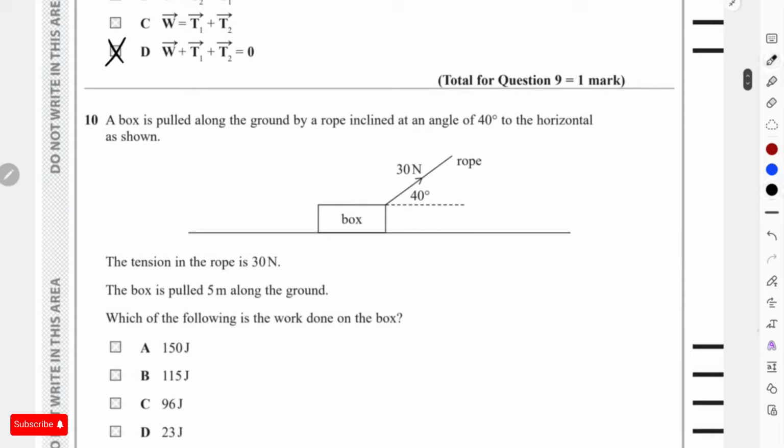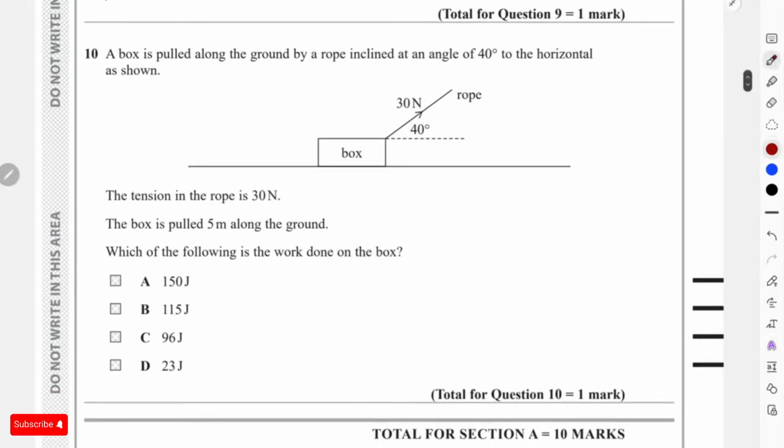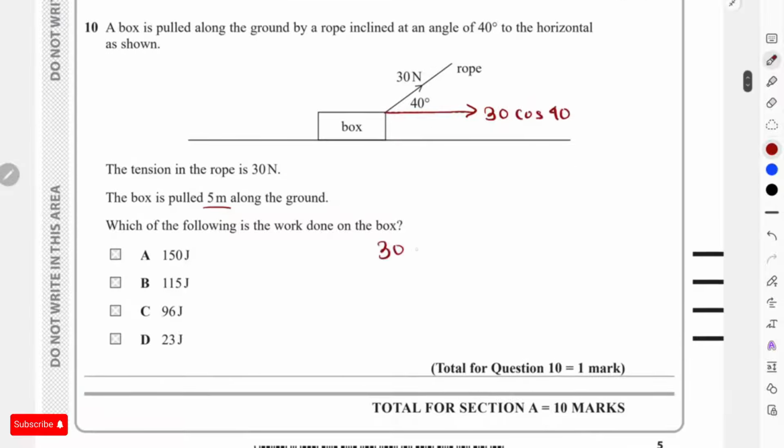Then again, for question 10, a box is pulled along the ground by a rope inclined at an angle of 40 degrees to the horizontal as shown. The tension in the rope is 30 Newton and the box is pulled 5 meters along the ground. Which of the following is the work done on the box? Okay, now in order to find the work done, the distance being traveled is in the horizontal direction, right? So obviously we have to use the horizontal component, that is going to be 30 cos 40, so the work is 30 cos 40 multiplied with 5.